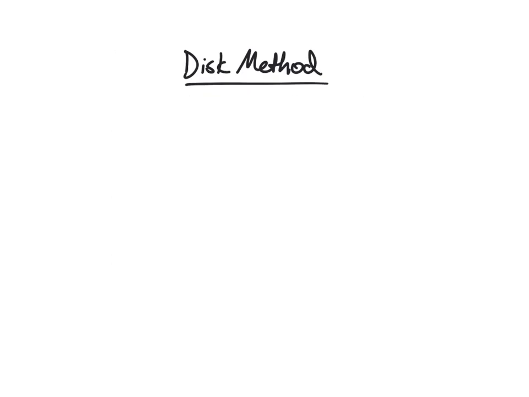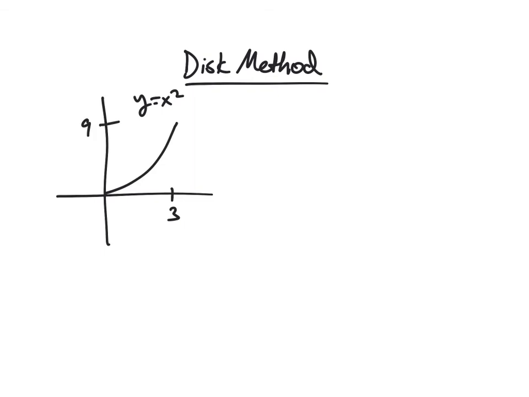All right, so now we're going to introduce the disk method. So this is specifically for volumes of solids of revolution. So what do I mean by this? Let's take the graph y equals x squared. Okay, so it looks something like this. Let's say we'll go from (0, 0) to (3, 9). So we've done area under a curve before, right? So we can just integrate x squared from 0 to 3, and that would be this area.